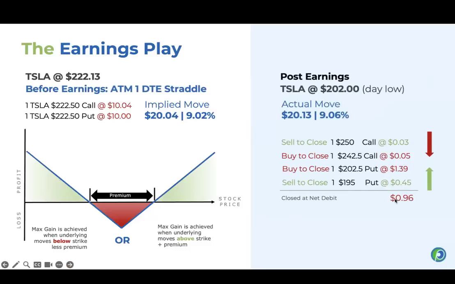What happened post earnings, this one was really close. I don't remember, they must have missed, but sometimes they beat and they still go down. So this is what happened afterwards. Without knowing what happened in this case, it moved 9.06%. So that was really close to the implied move. This one did a good job showing what the actual move was. So we were able to close that at a 96-cent debit. It's a small gain, but it's a winning trade.